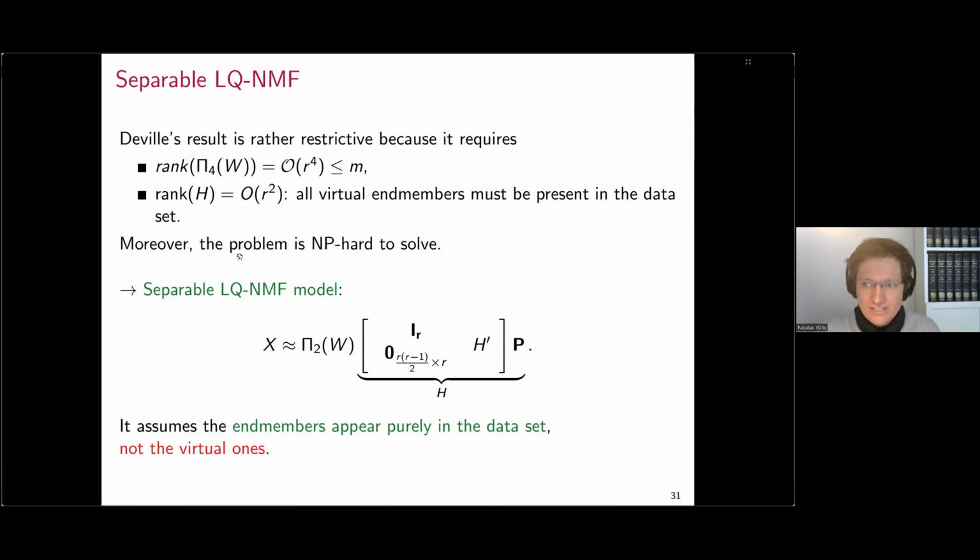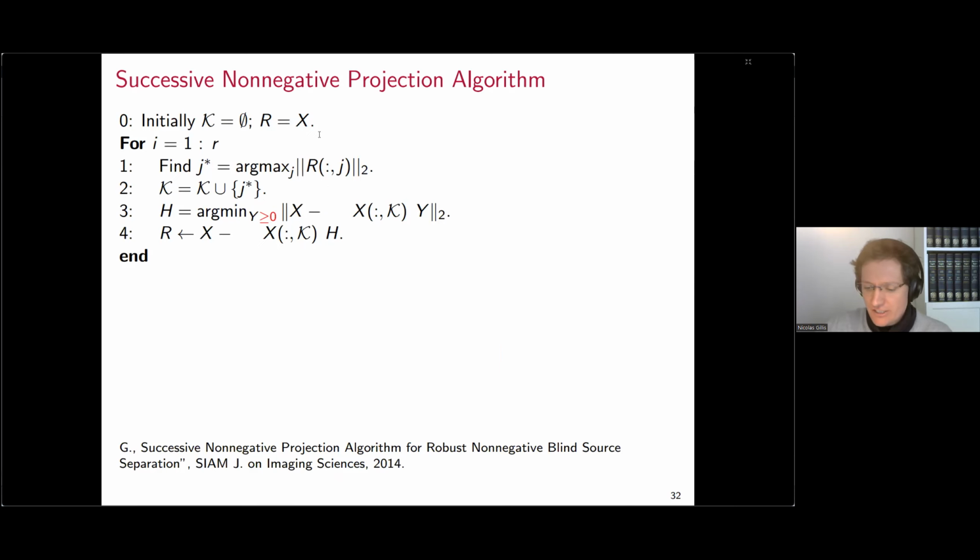So at each step, you will extract the column of X with the largest L2 norm. And this essentially will be a vertex of the convex hull of the columns of X. This is by convex geometry. So if you have a set of points, if you take the points with the largest L2 norm, it will always be a vertex of the convex hull of the data points. And so you extract one vertex, then you project onto the set of vertices extracted.